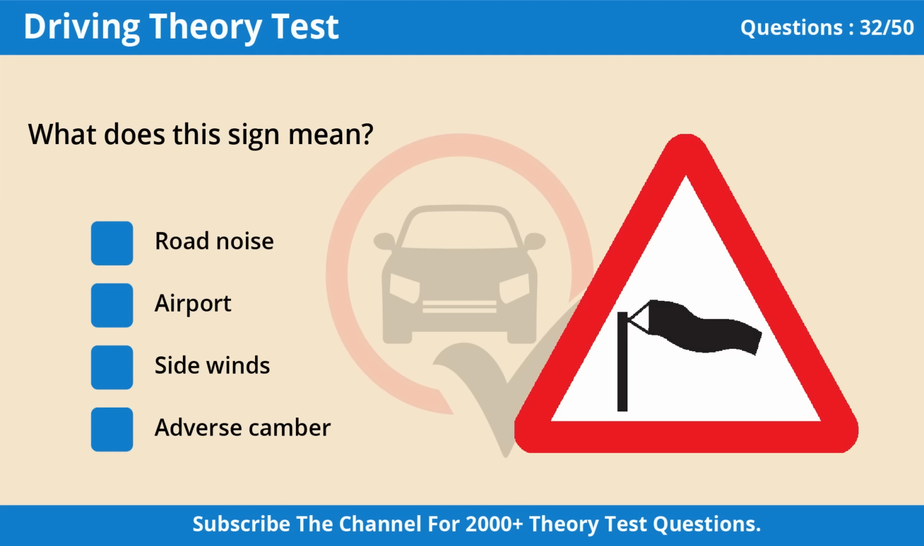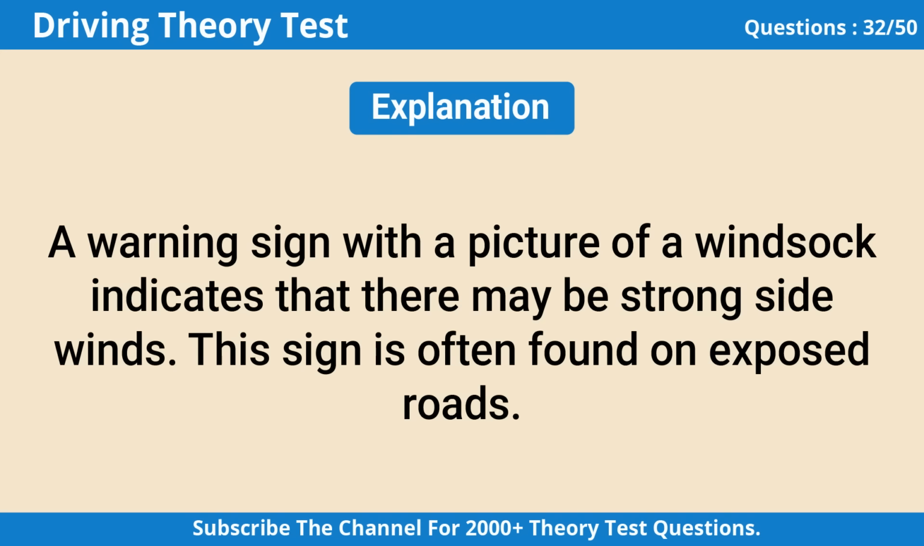Question 32. What does this sign mean? A. Road noise. B. Airport. C. Side winds. D. Adverse camber. C. Side winds. A warning sign with a picture of a windsock indicates that there may be strong side winds. This sign is often found on exposed roads.